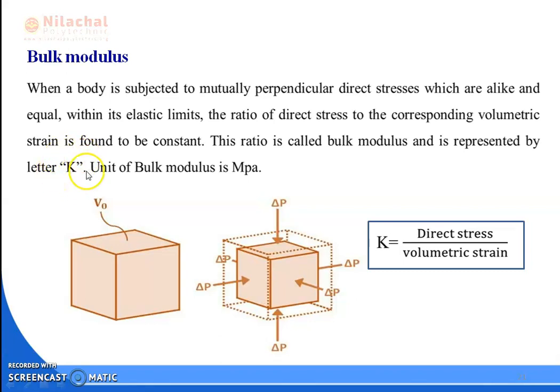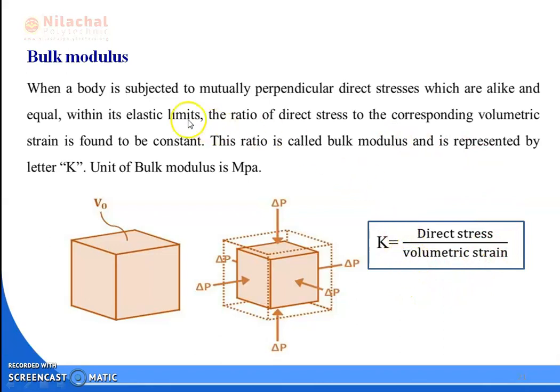Okay, the capital K represents the bulk modulus symbol, and its unit is the same as the unit of stress, Young's modulus and modulus of rigidity, which is megapascal or Newton per mm square. So remember one thing: 1 Pascal equals 1 Newton per meter square, and 1 megapascal equals 1 Newton per mm square. So in the simple way we can say that the bulk modulus is defined as the ratio of direct stress to the volumetric strain.